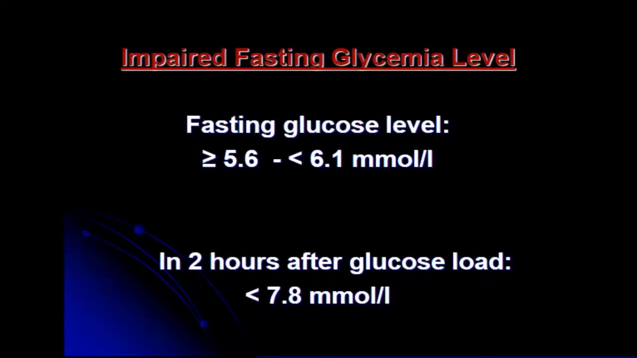And the last group, hyperglycemia, it's impaired fasting glycemia level. Fasting glucose level more than or equal to 5.6 but less than 6.1 millimole per liter, and in 2 hours after glucose load, less than 7.8.